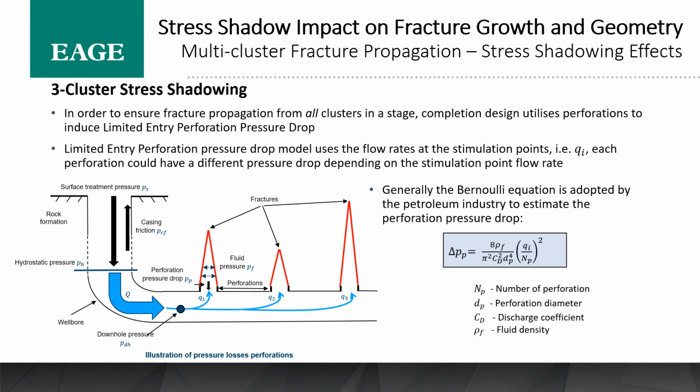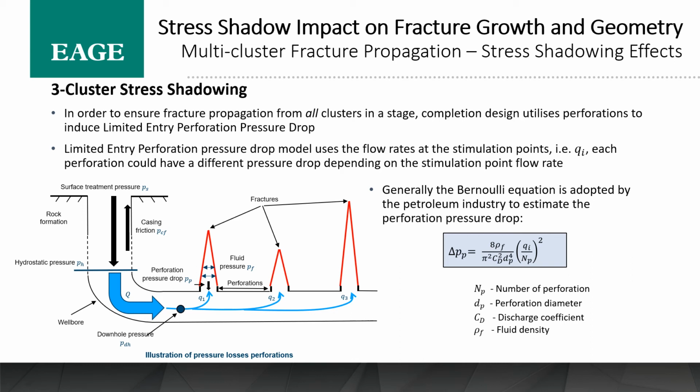Now, we've looked at a single fracture. I just need to cover this very, very quickly when we look at a multi-cluster situation. To allow multi-clusters to propagate, what we've had to do for this modelling is to take into account perforation pressure drops. So this is your limited entry perforation pressure drop. It's the reason why perforations are limited in number and the diameter of those is carefully controlled.